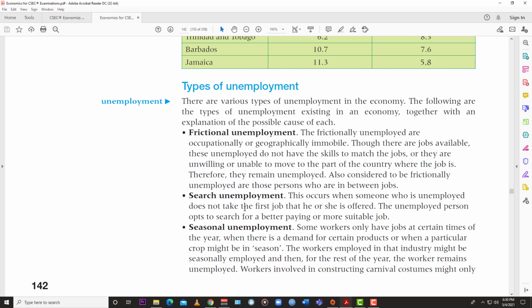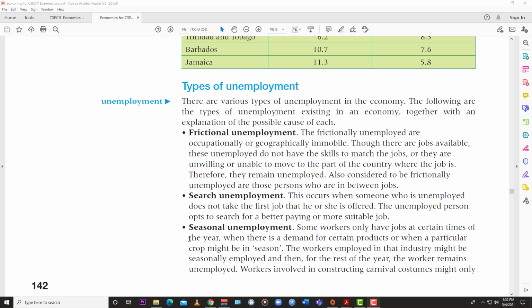So search unemployment occurs when someone who is unemployed does not take the first job that he or she is offered. Maybe it's not a job that they like, and so they say, okay, I'm going to hold off and try and get something else. So in the meantime, when they're looking for something else, they are considered search unemployed.